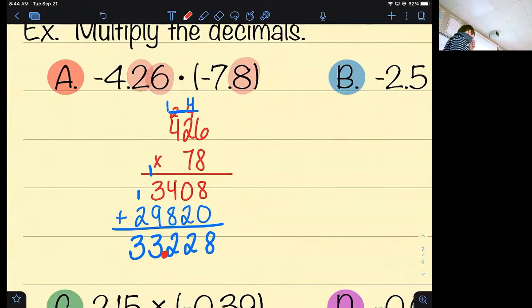To see if this is positive or negative, how many negative signs do I have? Two. Does that make a positive or negative? Positive, they'll pair up. So my answer is 33.228.